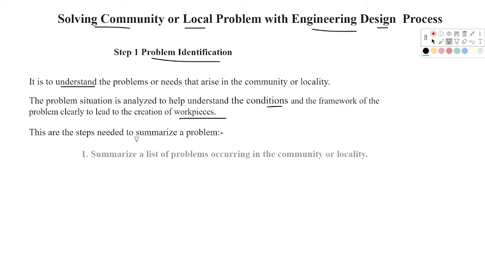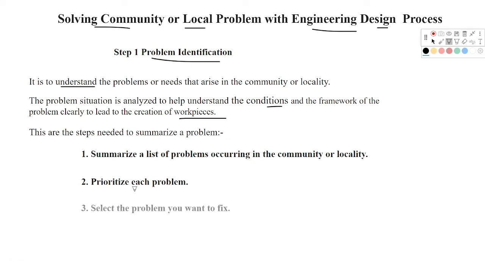And the first thing is to summarize a list of problems occurring in the community or locality. So you just get a list of problems. Then you need to prioritize each problem. Then after that, you need to select the problem you want to fix. So make sure you choose which problem is the priority. Then after that, you select the problem you want to fix.